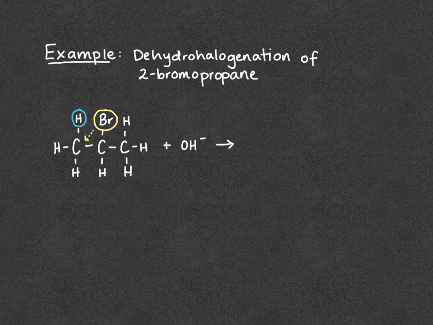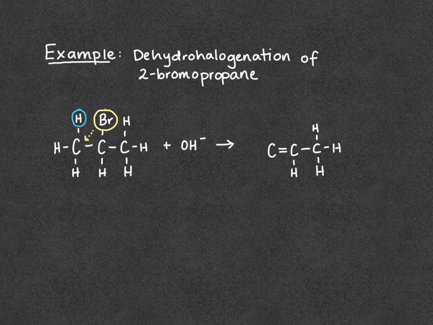So we're going to take a hydrogen from one carbon and a bromine from an adjacent carbon. That's going to allow us to form a double bond between those two carbons. Our third carbon is going to remain exactly the same. So we still have one hydrogen left on our carbon with the bromine, and we'll have 2 hydrogens left on our terminal carbon. We now have a double bond.